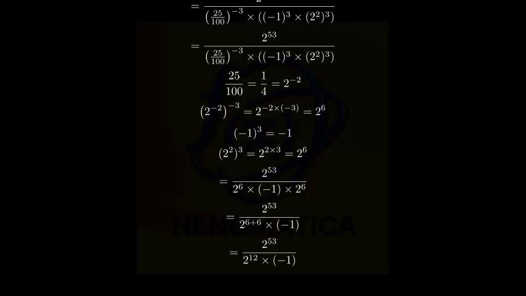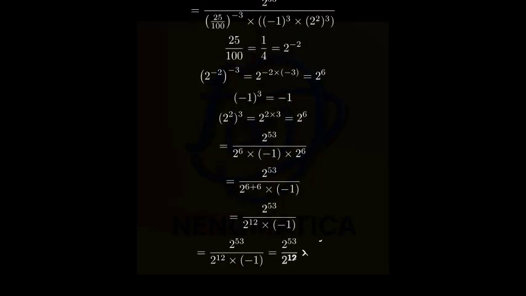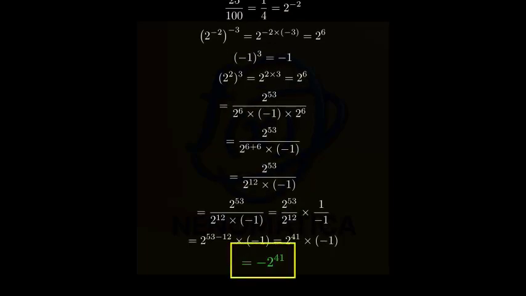Now, let's simplify the fraction. When dividing powers with the same base, we subtract the exponents. So, 2 to the 53 divided by 2 to the 12th equals 2 to the 53 minus 12, which is 2 to the 41. And 1 divided by negative 1 equals negative 1. Therefore, our final answer is negative 2 to the 41.